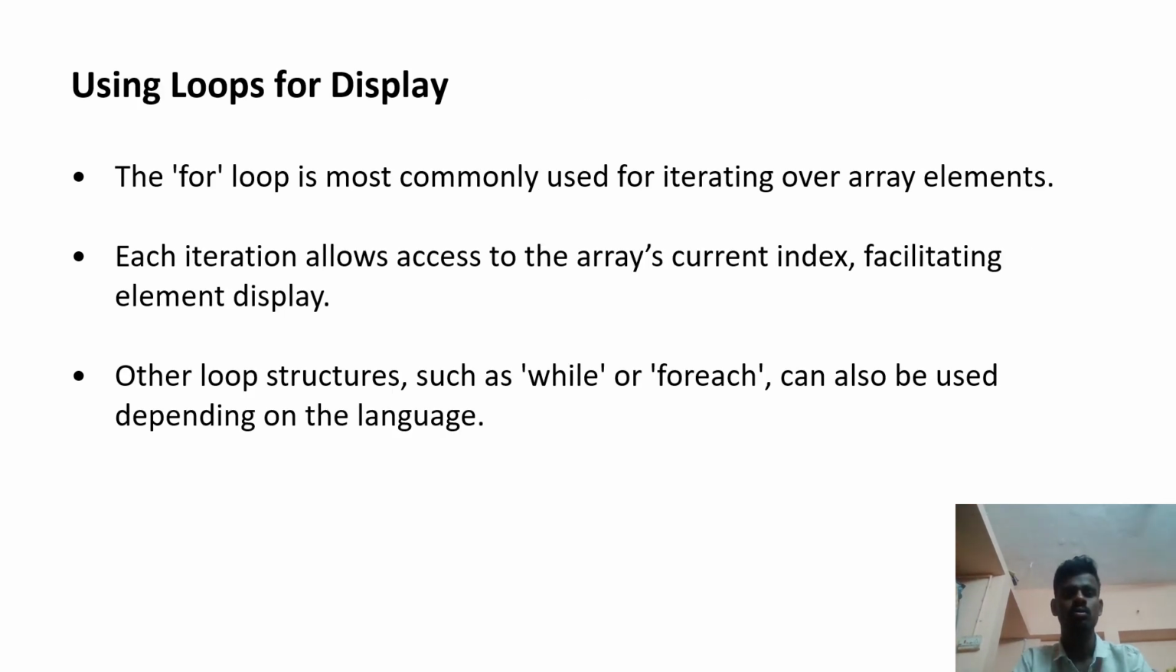We use loops for displaying arrays. The most common loop used for displaying arrays is the for loop. It is the most commonly used for iterating over array elements. In each iteration, it allows access to the array's current index, facilitating element display. We already said that index number starts from 0. Other loop structures such as while or for each can also be used depending on the language.